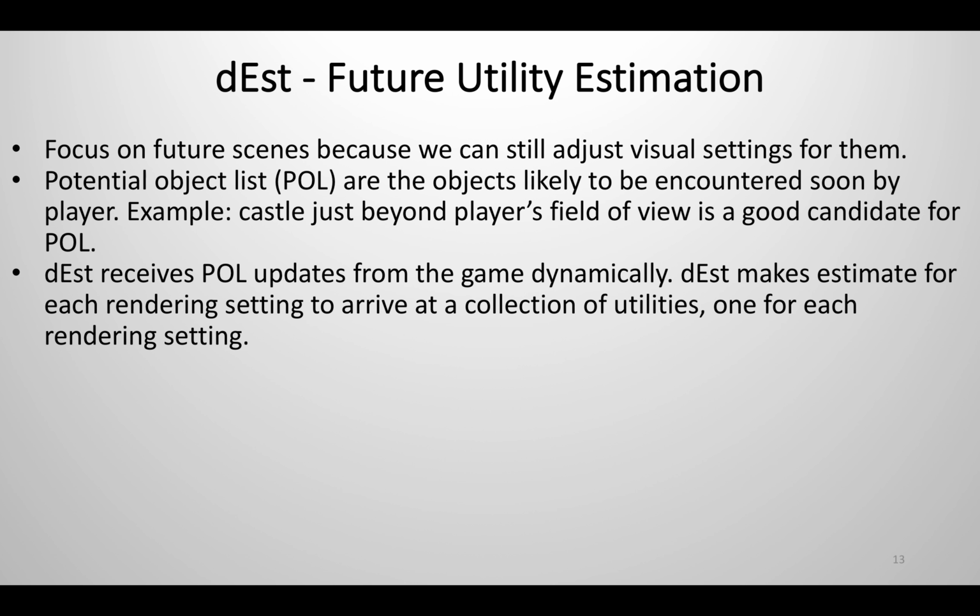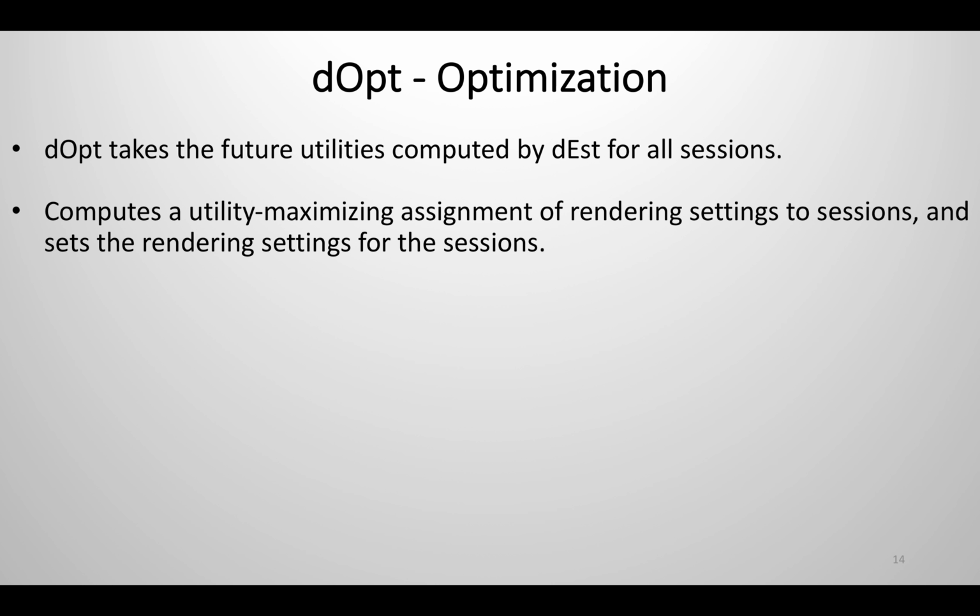DEST receives these POL updates from the game dynamically and makes estimates for each rendering setting to arrive at a collection of utilities, one for each rendering setting. Whatever these lists are, it will send them to the next component. To summarize, DEST will generate a bunch of results for what is expected in the upcoming scenes, but what we want to know is which one is the best. So next we'll discuss DOPT, which does the optimization. Basically, it takes the bunch of results given by DEST and picks the best one.